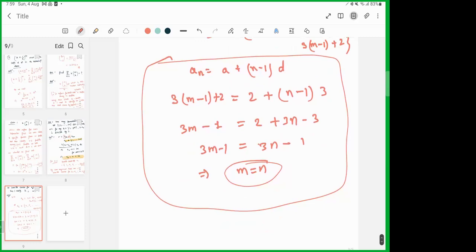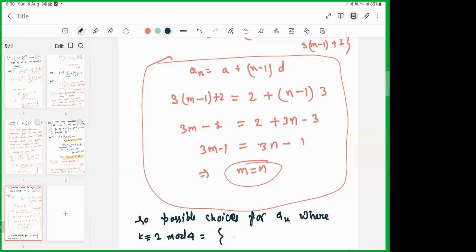So similarly, the possible choices for AK, where k is congruent to 2 mod 3, are these numbers only: 2, 5, 8, and so on, up to 3 into m minus 1 plus 2, of this form.